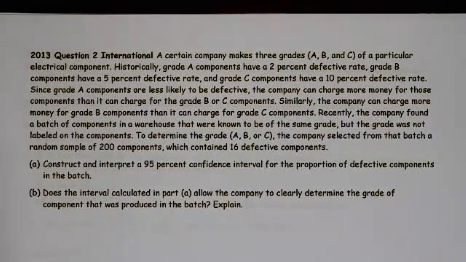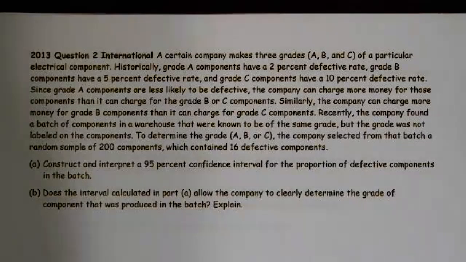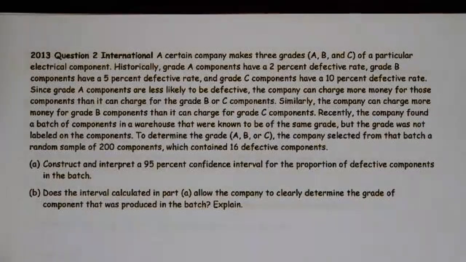Recently, the company found a batch of components in a warehouse that were known to be of the same grade. The grade was not labeled. To determine the grade A, B, or C, the company selected from that batch a random sample of 200 components, which contained 16 defective components. Construct and interpret a 95% confidence interval for the proportion of defective components.